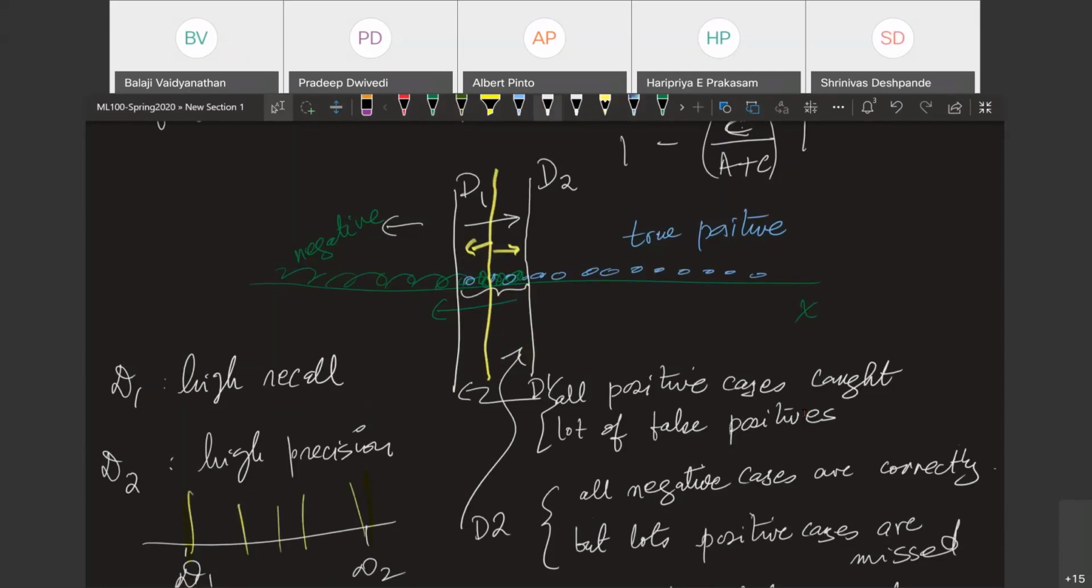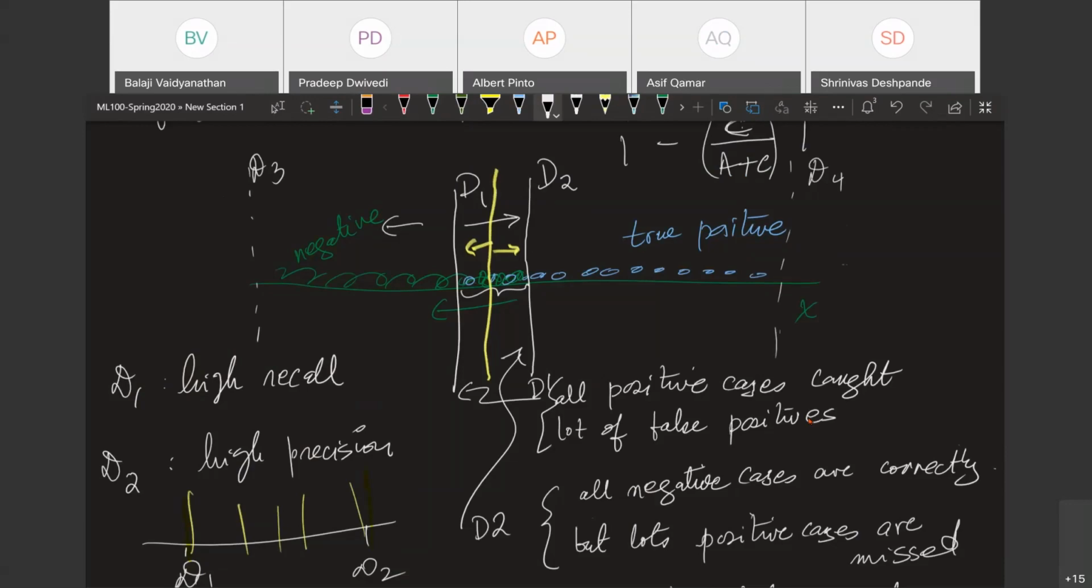Suppose, imagine that your decision boundary is at this point, D3. So what will happen here? And D4. Let us look at these two extremes, D4. In D4, D4 is way beyond. You mark everything as negative. Do you think you can have a false positive rate? No. Everything you're marking as negative, isn't it? But at D4, there are no positive samples left behind either.